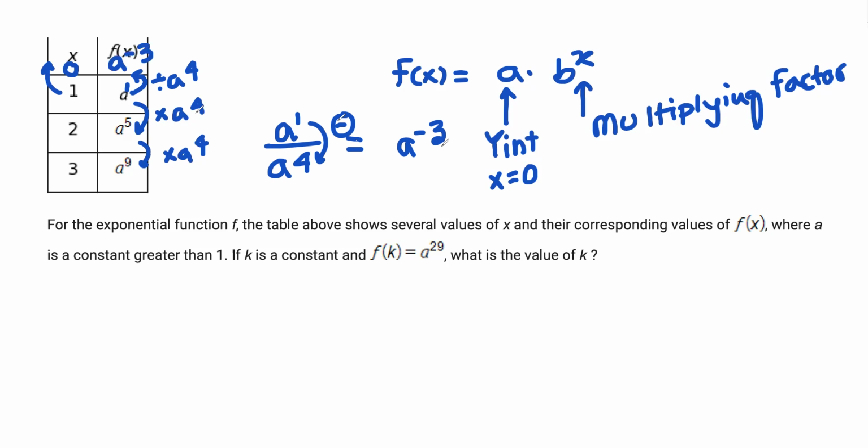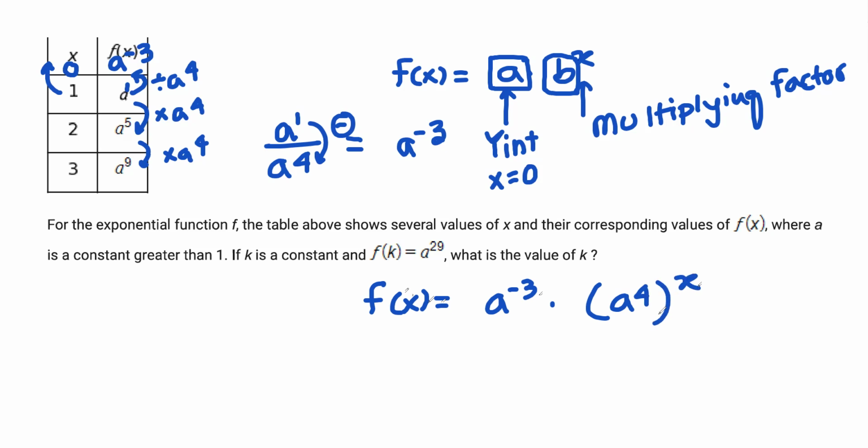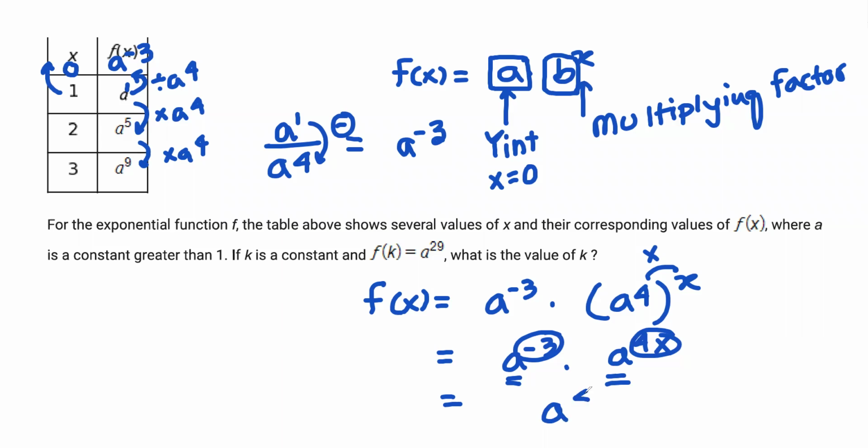So a raised to the power -3 is basically the initial value, the y-intercept. So I'm going to write f(x) equals the initial value a raised to the power -3 times, what is the b value? The thing you're multiplying every time, right? That's a to the power 4. So I'm going to write a to the power 4 raised to the power x. If you simplify that, a raised to the power 4 times x gives you 4x. The next thing, when bases are the same, we add up the powers, which gives us 4x minus 3. And that's f(x), right?